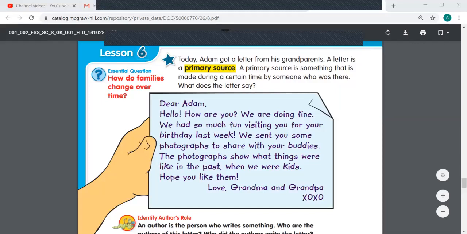We are on Unit 1, Lesson 6, and page 16. So make sure you have your social studies workbook with you. Open it up to page 16.